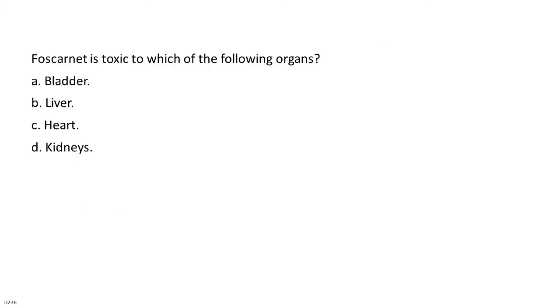Foscarnet is toxic to which of the following organs? A. Bladder. B. Liver. C. Heart. D. Kidneys.